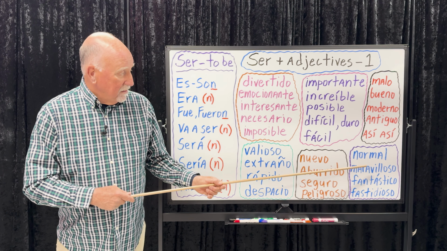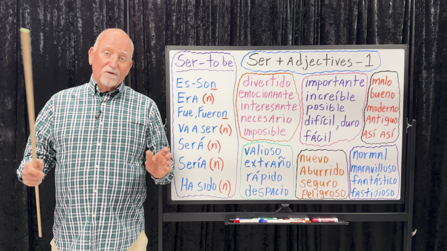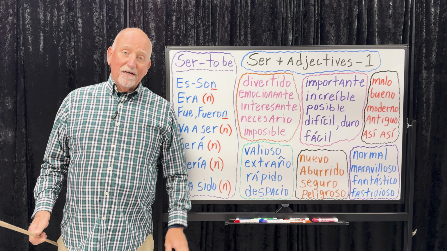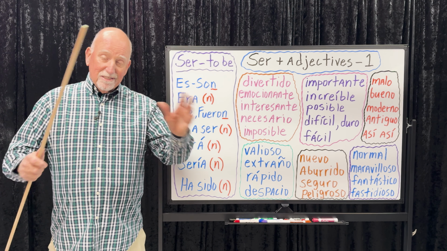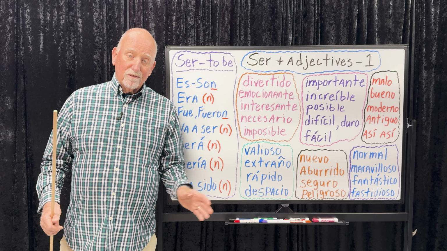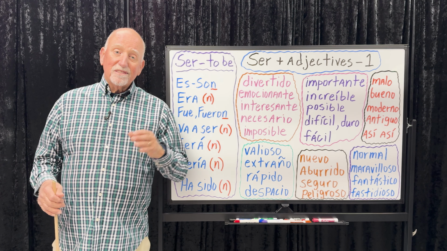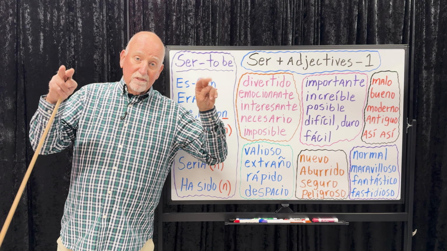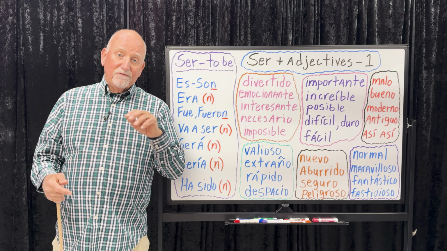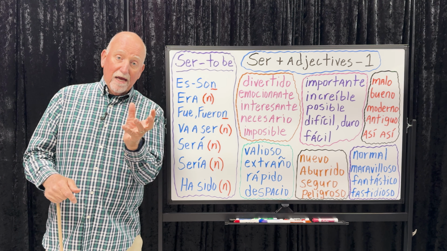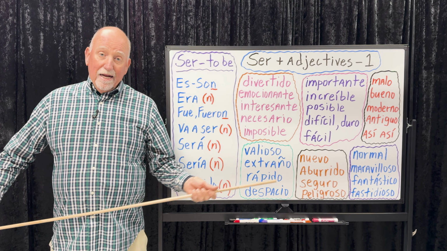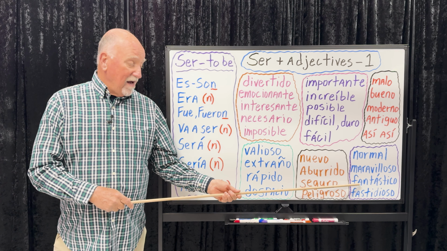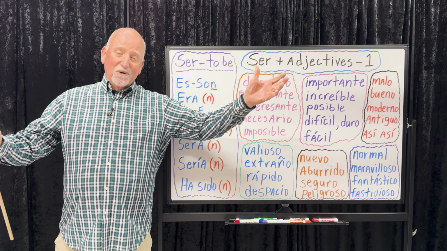Antiguo, así, así. Normal, maravilloso. Fantástico. Fantastic. Fantástico. They say the NBA in the United States, the National Basketball Association, they say the NBA is fan, because the fans, los fanáticos, aficionados, fans, is fantastic. It's a play on the word fan, being a fan of the team, of the sport. La NBA es fantástico.